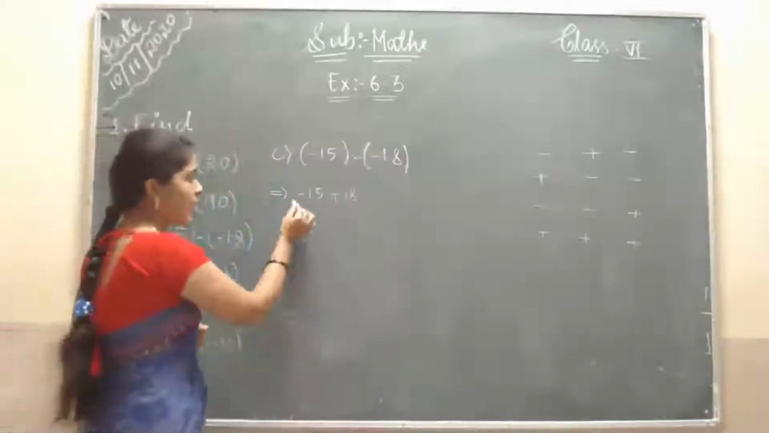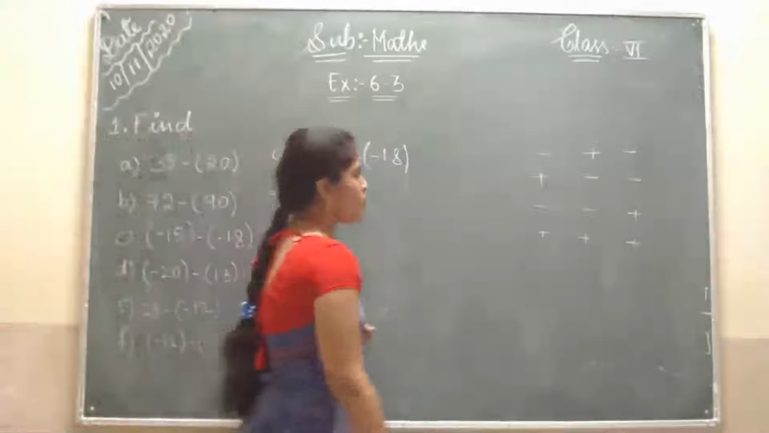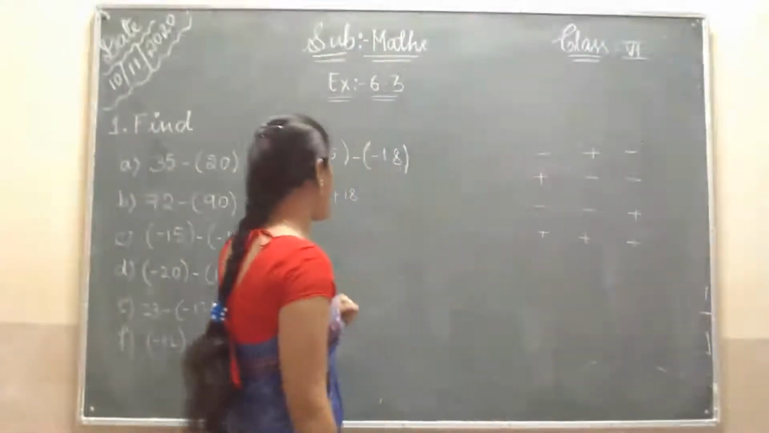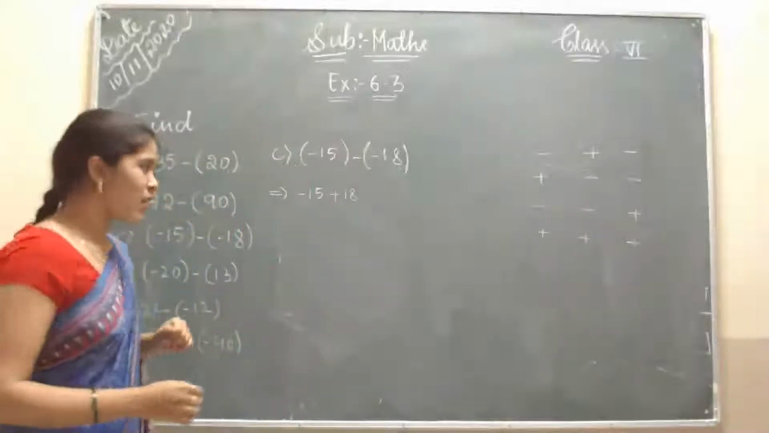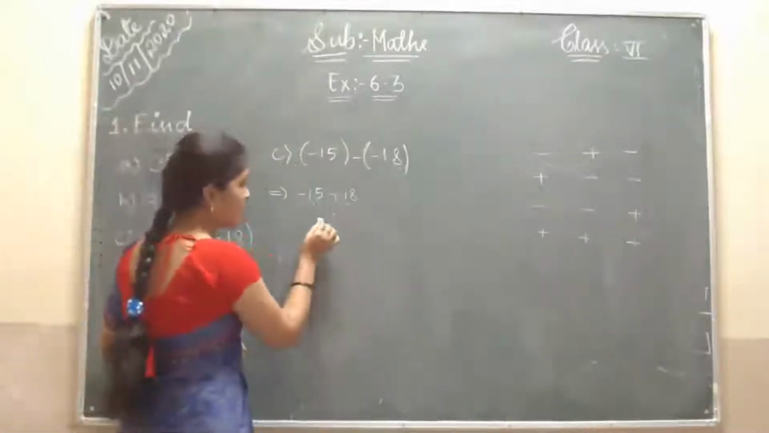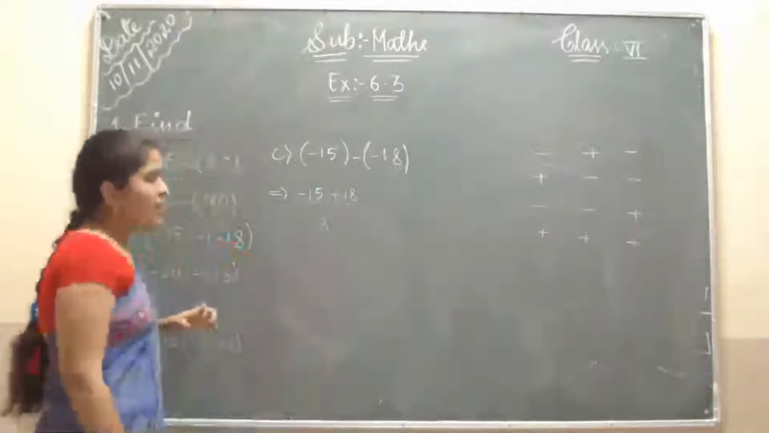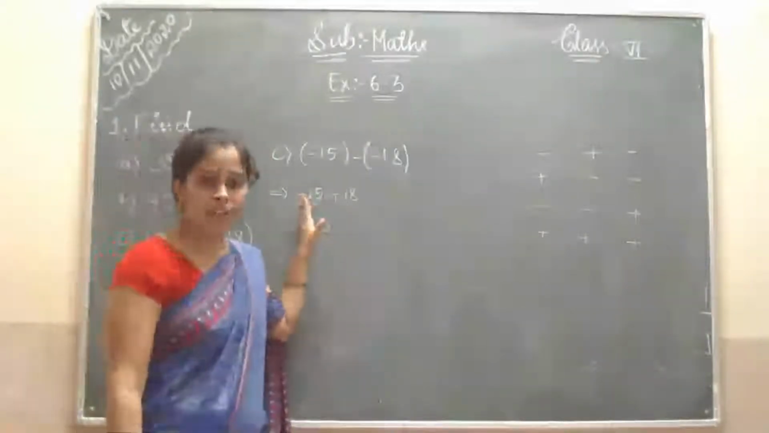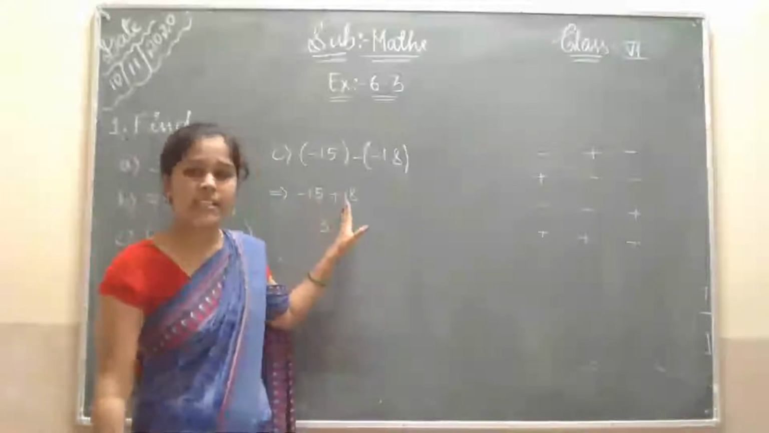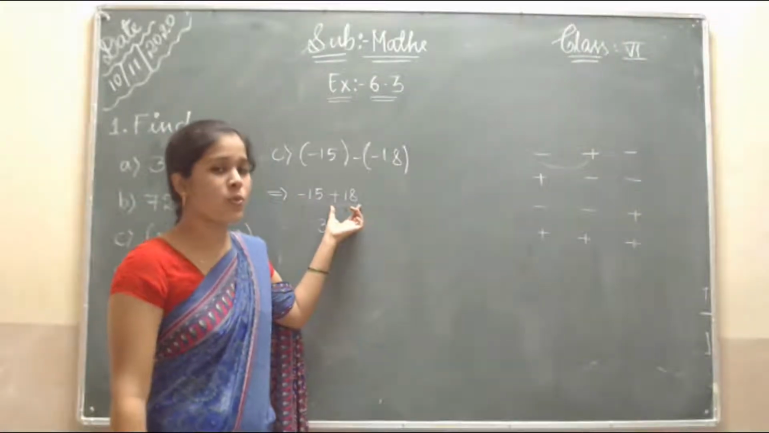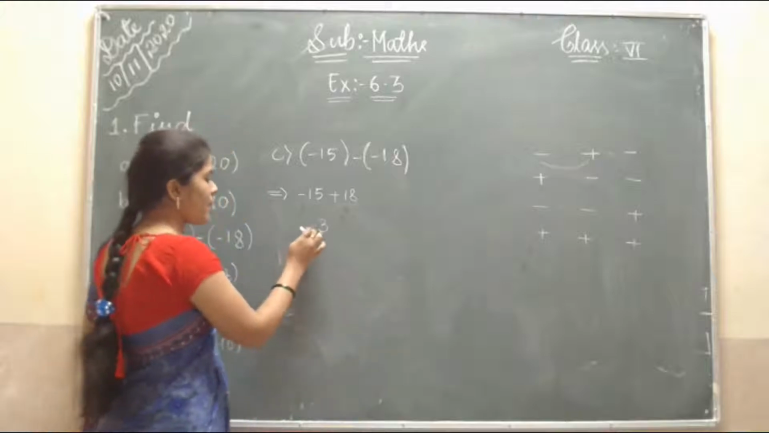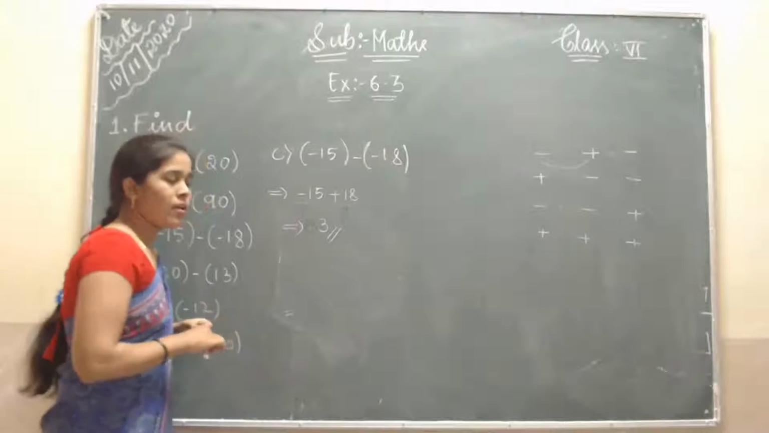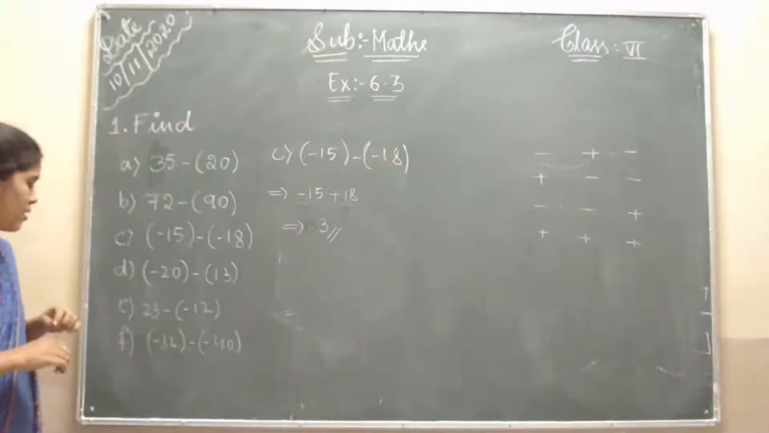Here one is negative and the other is positive, so we have to subtract. 18 minus 15 is 3. Which is the greater number of these two, 18 or 15? Yes, 18 is greater, and 18 is a positive integer. So we take plus 3. Plus 3, or you can omit the plus sign. Keep as it is. Okay. Hope you understood? Yes.